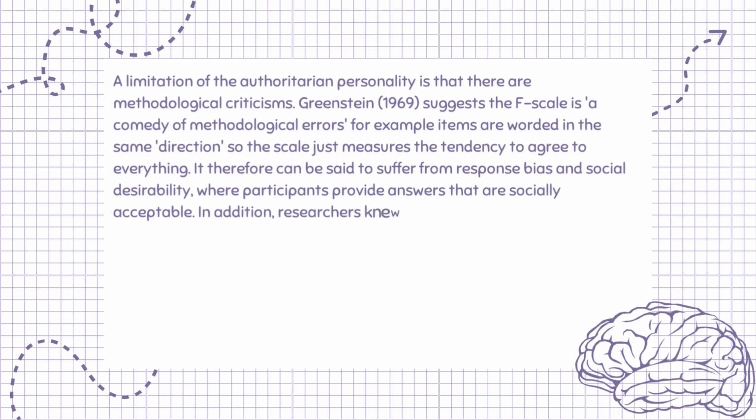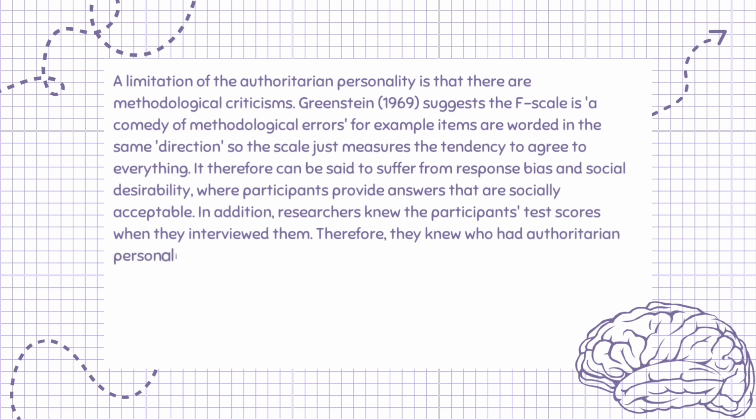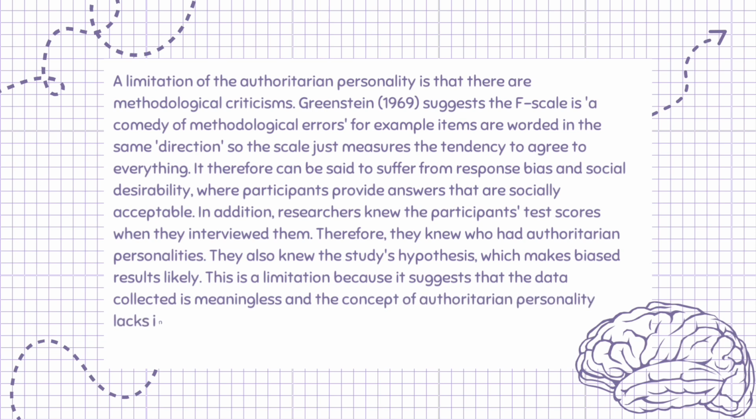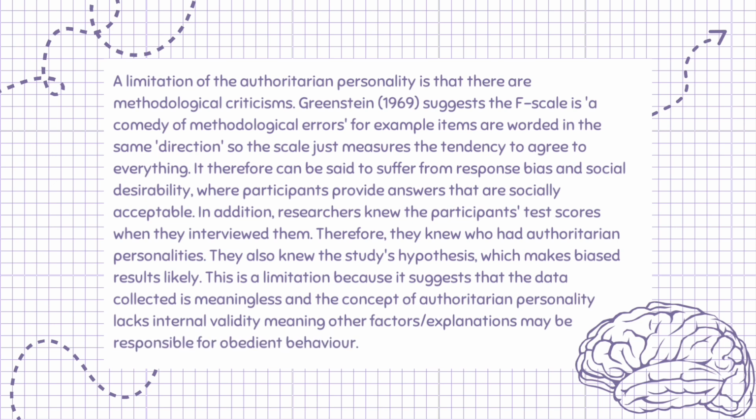acceptable. In addition, researchers knew the participants' test scores when they interviewed them. Therefore, they knew who had authoritarian personalities. They also knew the study's hypothesis, which makes biased results likely. This is a limitation because it suggests that the data collected is meaningless and the concept of authoritarian personality lacks internal validity, meaning other factors' explanations may be responsible for obedient behavior.